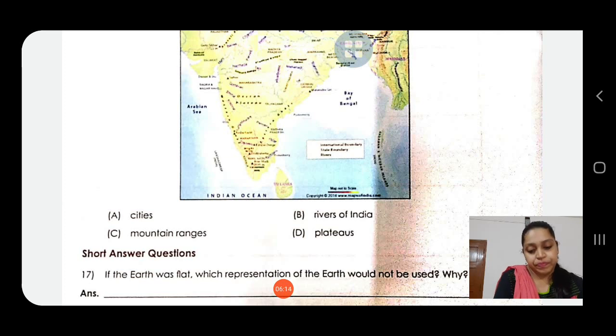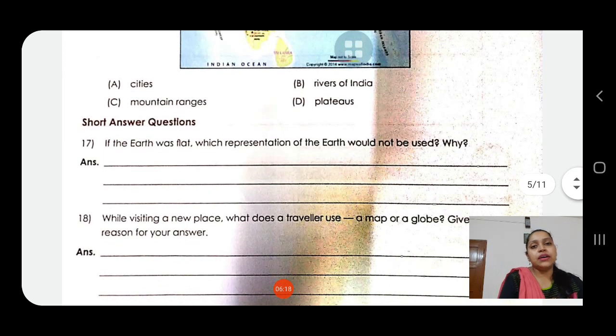Okay, children. Then we come to question number 17. If the earth was flat, which representation of the earth would not be used and why? If the earth was flat, then children, we have 2 representations. One is maps and the other is globes. Which representation of the earth would not be used? Why? The answer is, globes would not be used to represent it, because a globe is a spherical model of the earth.